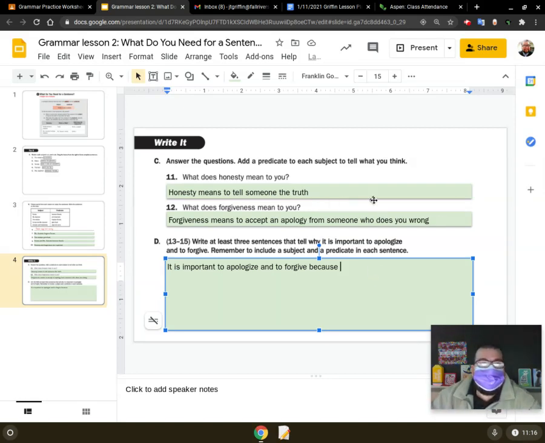Okay? So that is how you take a complete sentence with a subject and a predicate. And that is what you guys did with this assignment.